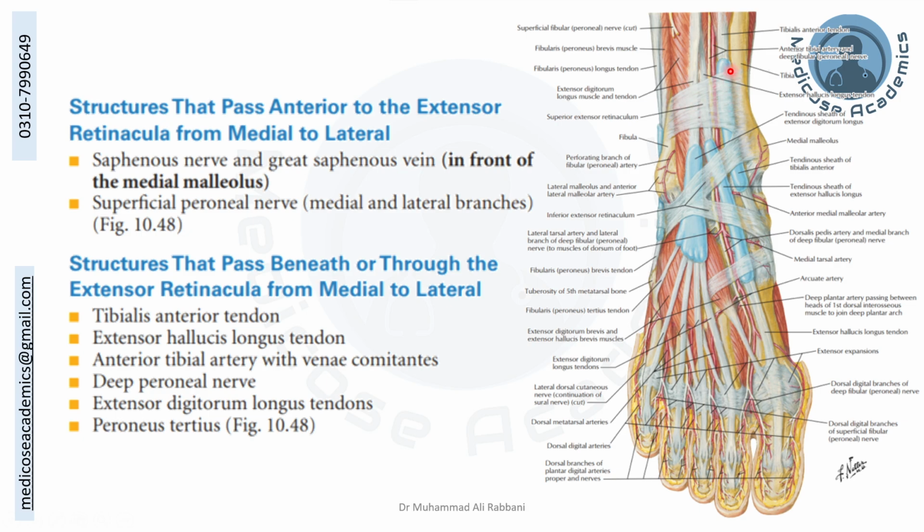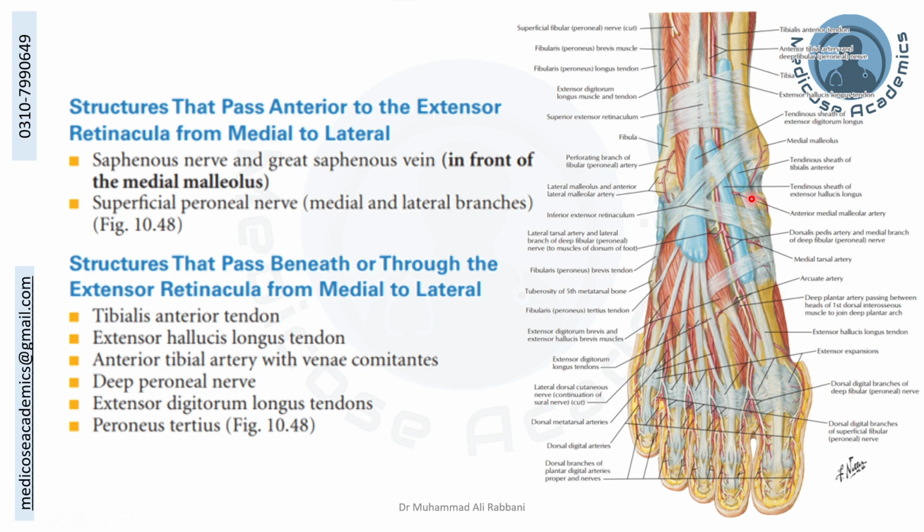Let me repeat. If we talk about the superior one, there is tibialis anterior, then the anterior tibial artery, then deep peroneal nerve, then extensor hallucis longus, then extensor digitorum longus, and peroneus tertius muscle.